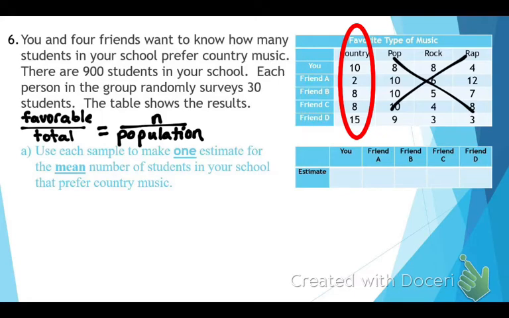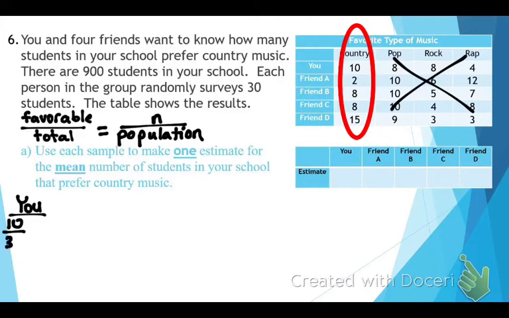All right, so for sample A, it says to use the sample to make one estimate for the mean number of students in your school that prefer country music. Let's focus right now on you. Guys, when you went out, you found how many people that like country music? 10. How many people did you go and ask? 30. It says right here you surveyed 30 people.